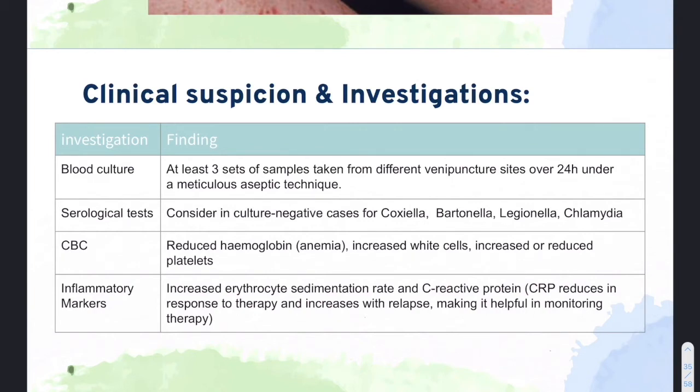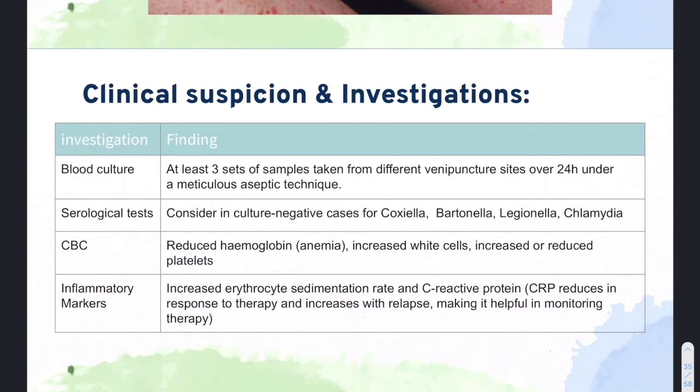So if blood culture is negative, it cannot rule out endocarditis. It could be a false negative due to antibiotic therapy before blood culture sampling, or because of fastidious bacteria, which is the HACEK group, if you remember. And it could be because of Coxiella. So we should consider serological tests.